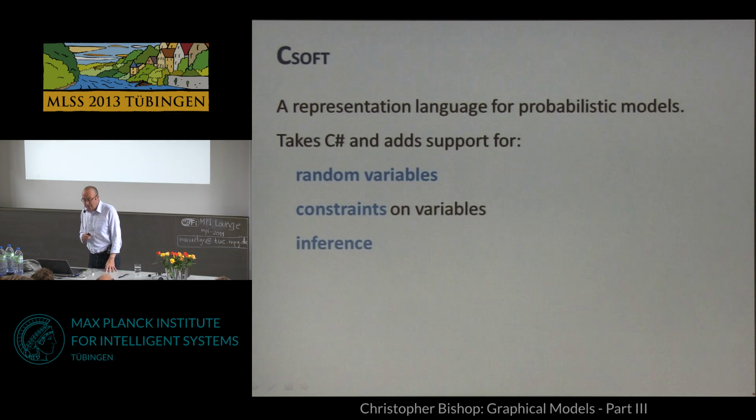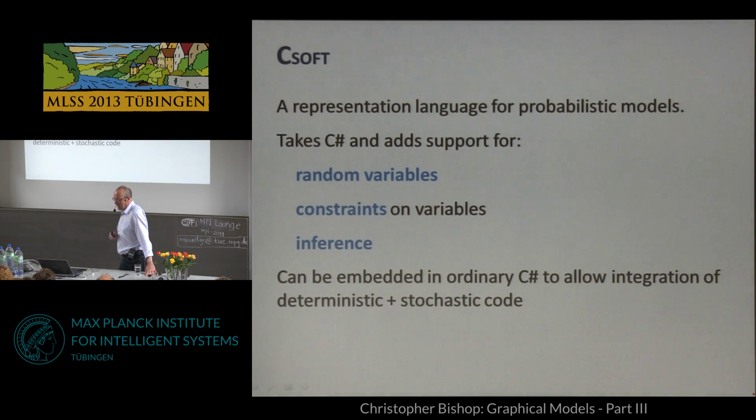So it's based on a language called C#, and it adds support for three things. There are really three key words you need to add to a computer language in order to support programming with uncertainty. The idea of random variables, the idea of constraints, and the idea of inference. So we'll look at those in turn. But the point is that by building this into the language, we can intermix, as it were, regular deterministic code and stochastic code. And that gives us a flexibility to do things that goes way beyond what we can do with graphical models, as I'll show you.